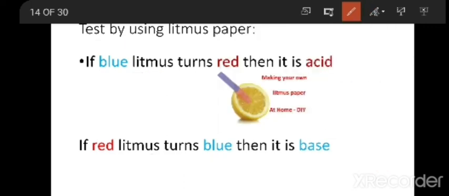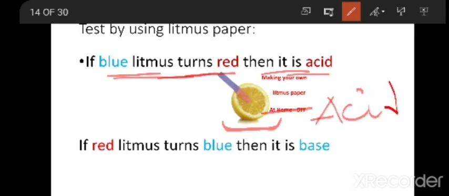Same with blue litmus. If blue litmus turns red, then it is acid. For example, here we have an experiment. Lemon. You all know lemon contains acid. Yesterday only we discussed that lemon contains acid. So what we have done, we took blue litmus paper and we placed it on the lemon. What happened? It turned into red. Blue litmus turned into red. Then the substance is acid. Okay.